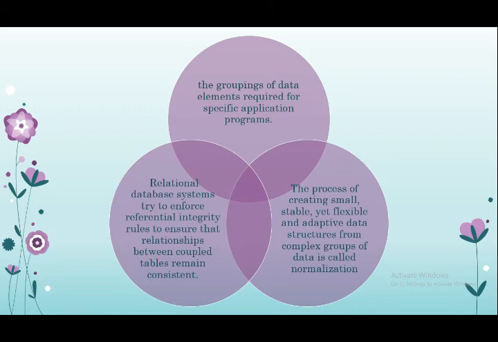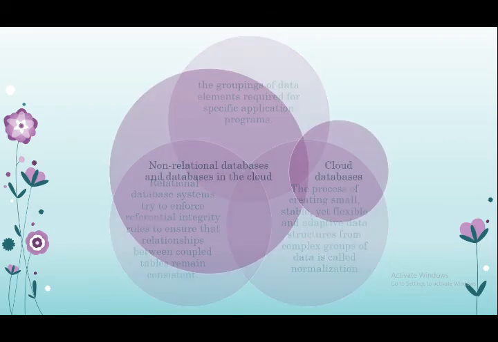Relational database systems try to enforce referential integrity rules to ensure that relationships between coupled tables remain consistent. The process of creating small, stable, yet flexible and adaptive data structures from complex groups of data is called normalization.